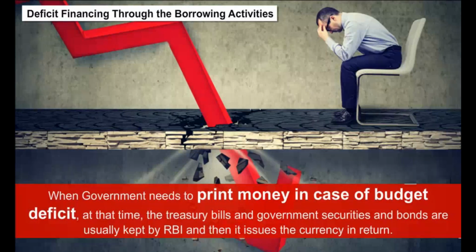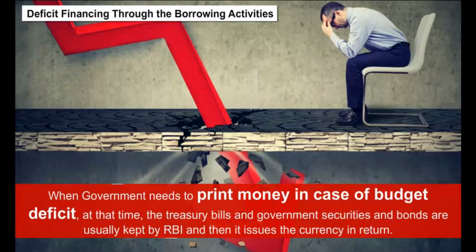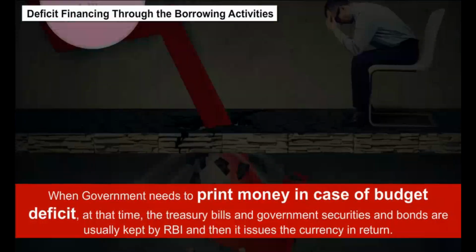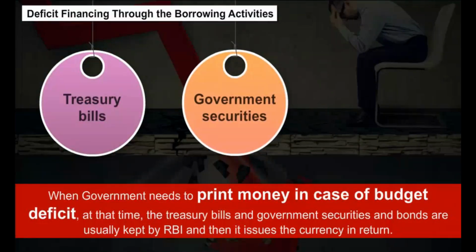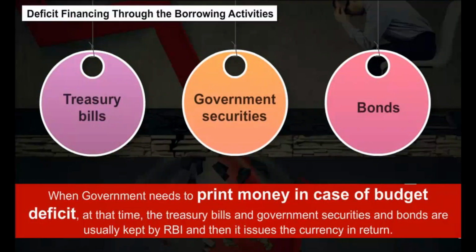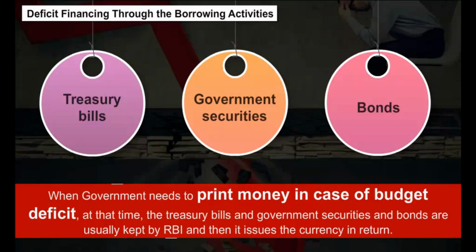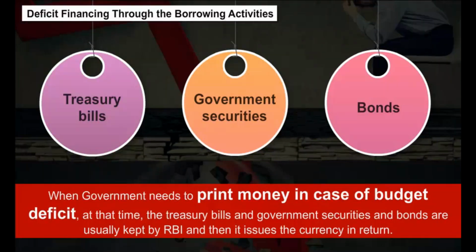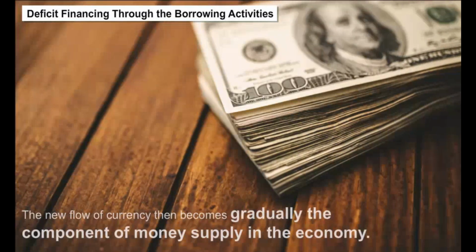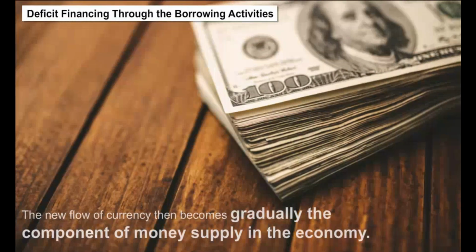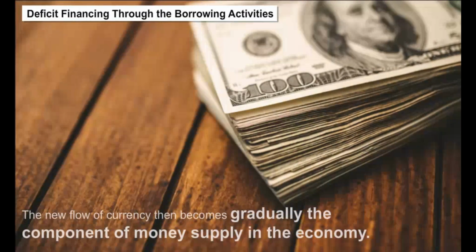When the government needs to print money in case of a budget deficit, the treasury bills, government securities and bonds are usually kept by RBI, and then it issues the currency in return. The new flow of currency then gradually becomes a component of the money supply in the economy.